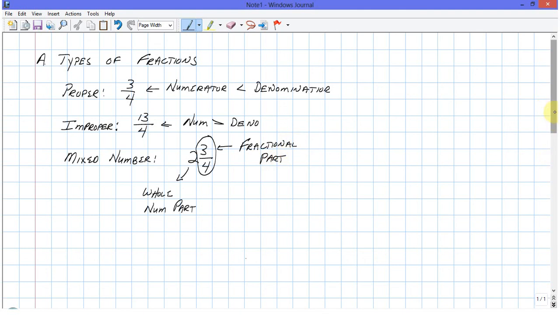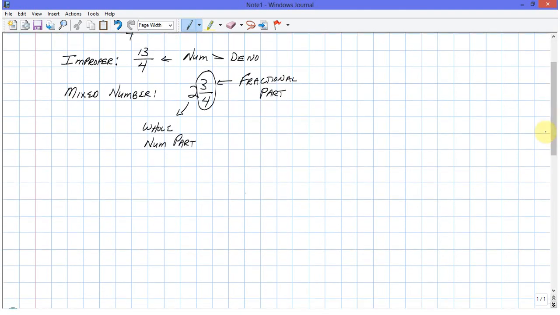And of course, if we had a whole number, we can always change that into a fraction by just putting it over 1. So for example, the number 4 is actually equal to 4 over 1 if I wanted to write it like a fraction.